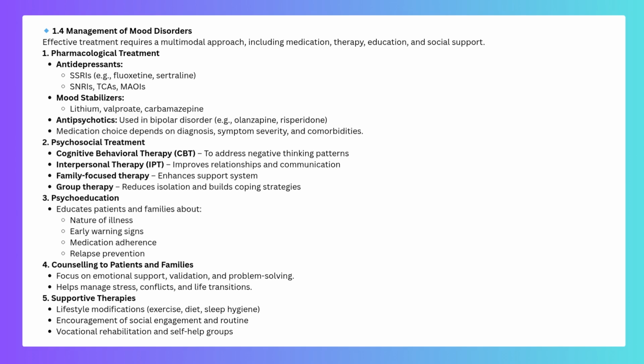2. Psychosocial treatment. Cognitive behavioral therapy, CBT, to address negative thinking patterns. Interpersonal therapy, IPT, improves relationships and communication. Family-focused therapy enhances support system. Group therapy reduces isolation and builds coping strategies. 3. Psychoeducation. Educates patients and families about nature of illness, early warning signs, medication adherence, relapse prevention.